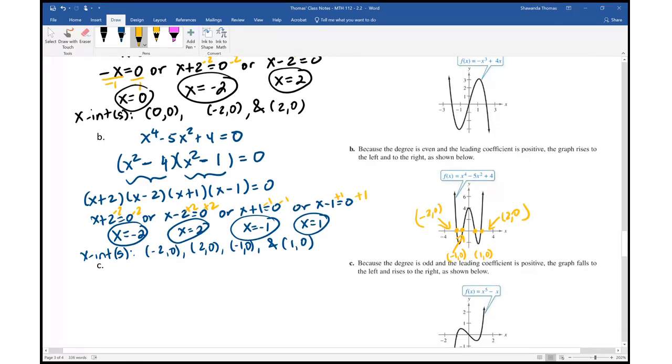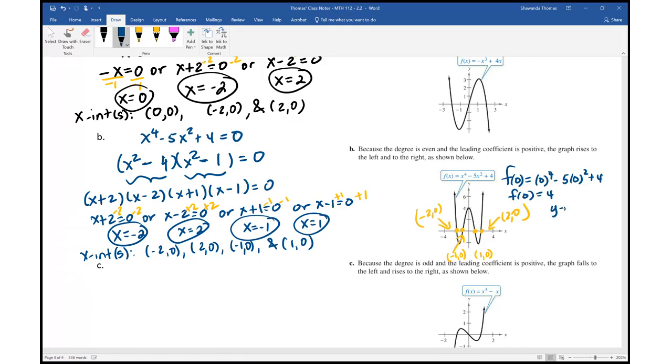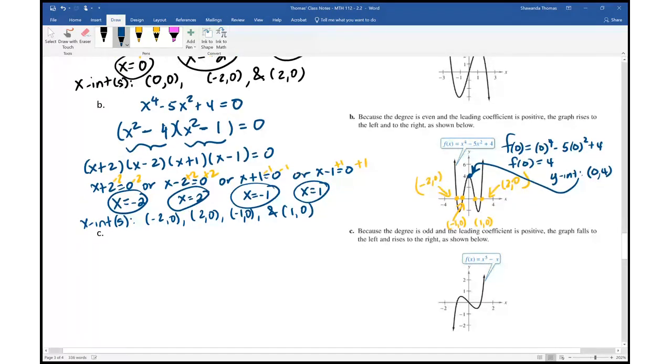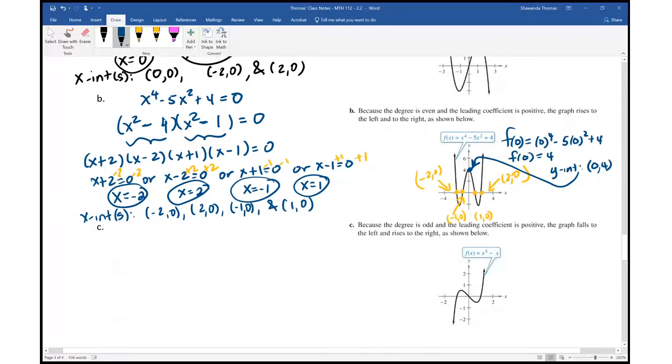Our leading coefficient is positive, so both ends will rise or go up. Now how do you find the y-intercept? You plug in a 0 for x. So f of 0 equals 0 to the 4th minus 5 times 0 squared plus 4, which gives you f of 0 equals 4. Our y-intercept written out is (0, 4). So that's that point right there. So you should be able to sketch polynomials fairly easily if you find the x and y intercepts and you understand the degree and leading coefficient test.